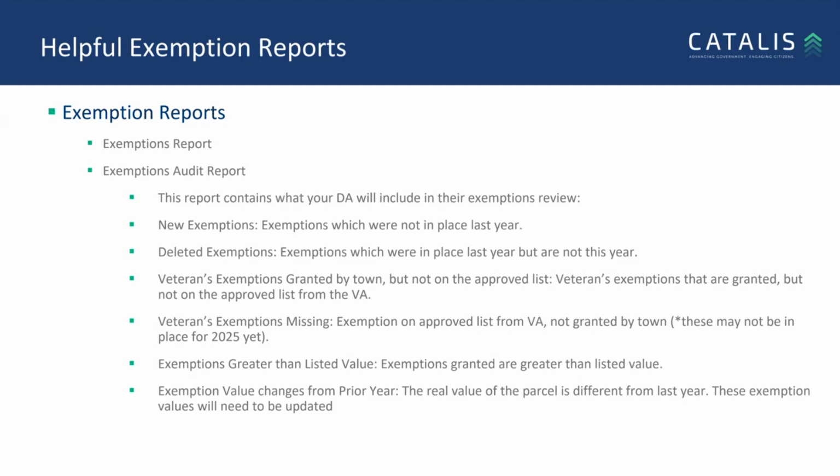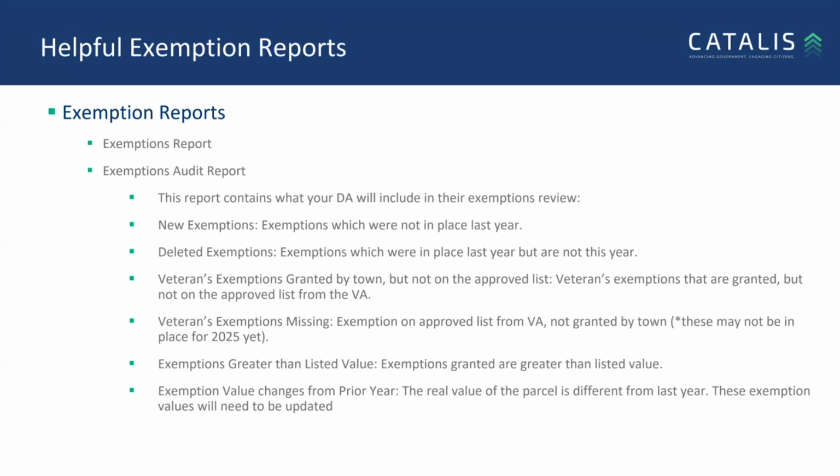New exemptions: it's going to show you exemptions that were not in place last year. For 24, that doesn't mean much, so don't pay too much attention to that. Deleted exemptions: exemptions that were in place last year but have disappeared this year. Again, for 24, not that informative since it's our first year.